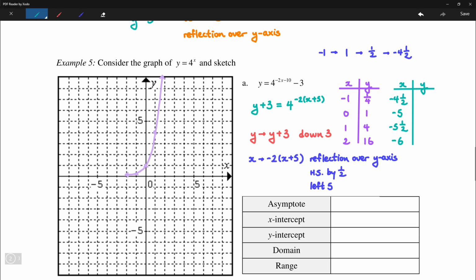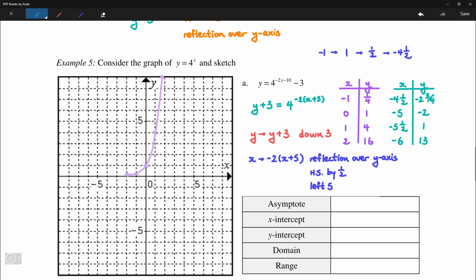Now the y values are a lot easier to work with. We simply have to subtract 3 from the original y values. So instead of 1/4, 1/4 minus 3 is -2 3/4. And then 1 minus 3 is, of course, -2. And then 4 minus 3 is 1. And finally, 16 minus 3 is 13.